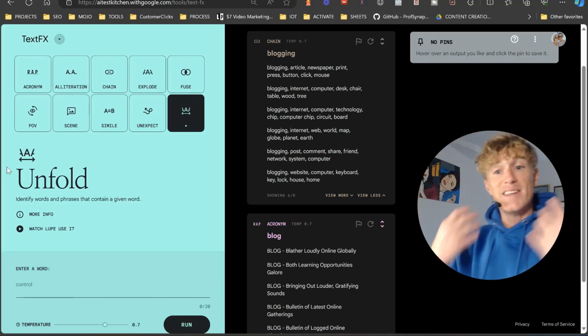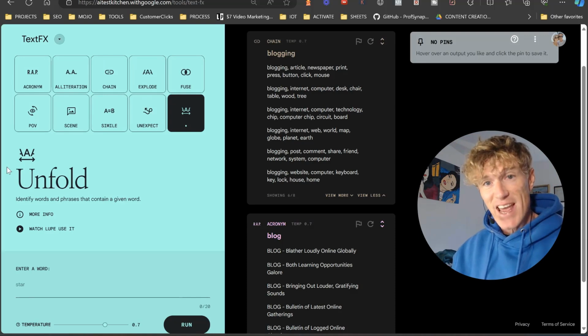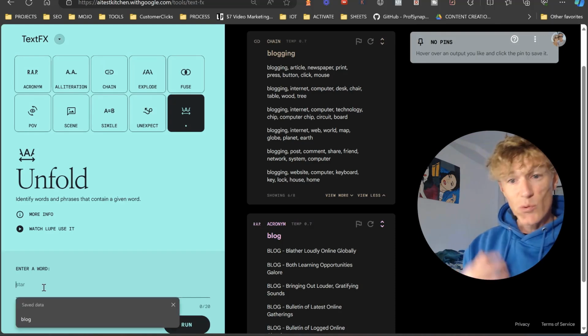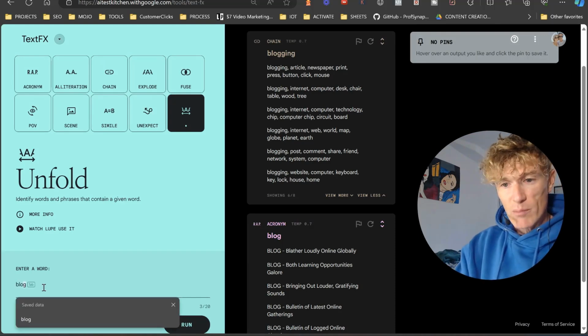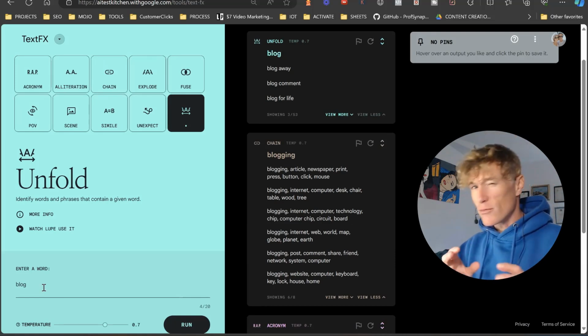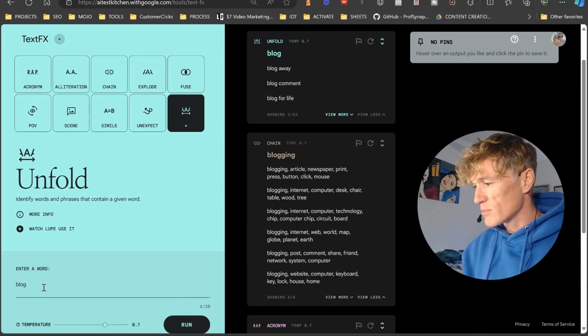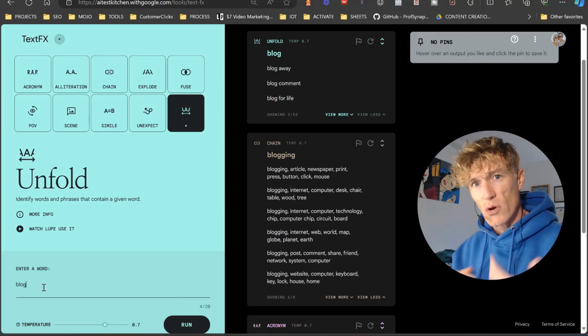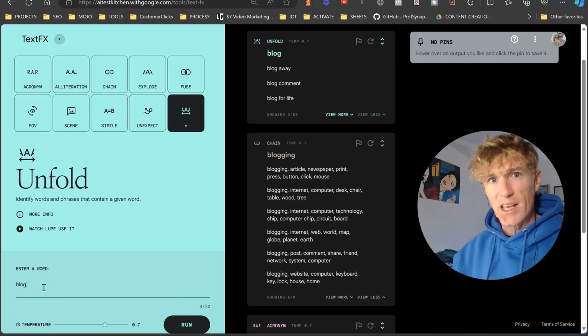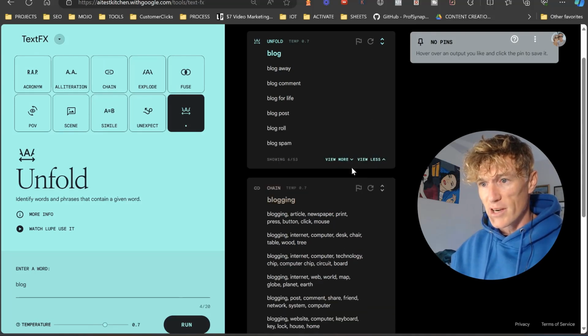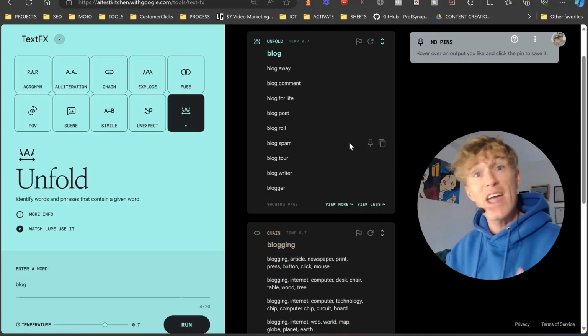So we're going to identify words and phrases that contain a given word, okay? So we can enter a word in here again. We're just going to put in blog, okay? And these are really good because sometimes you're writing your content, and you're sick and tired of just using the same word again and again, so you want another way of saying the word.